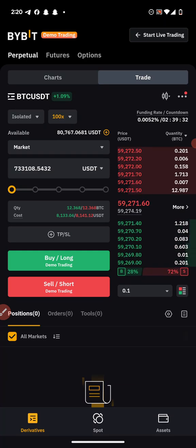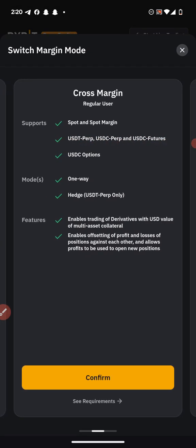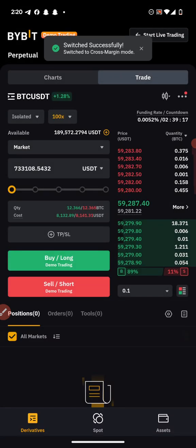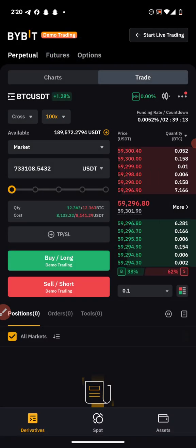Do you understand? Likewise, if you are using cross, it is not so. Now let me put this trade on cross. Let me change it to cross. I change this to cross now. If I change this to cross, it means that I am not isolating any fund. Do you understand? I am not isolating any fund.